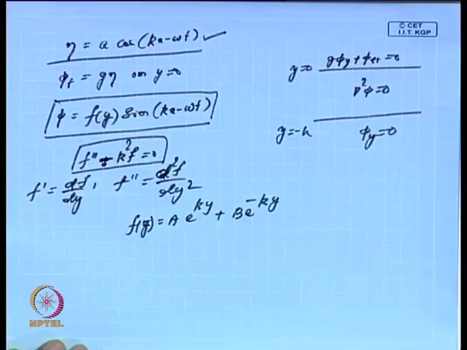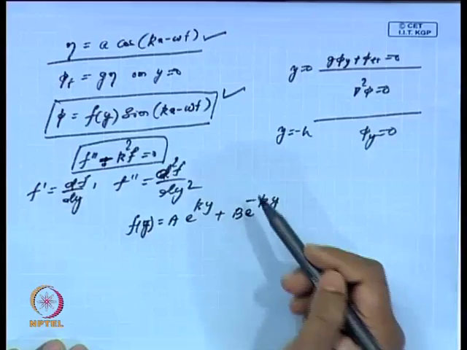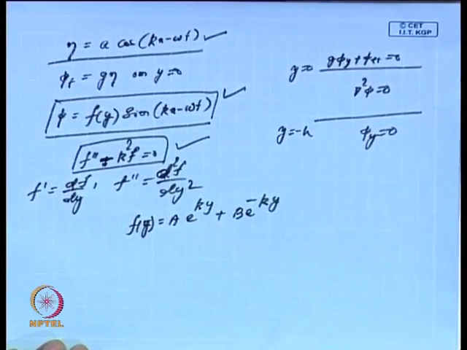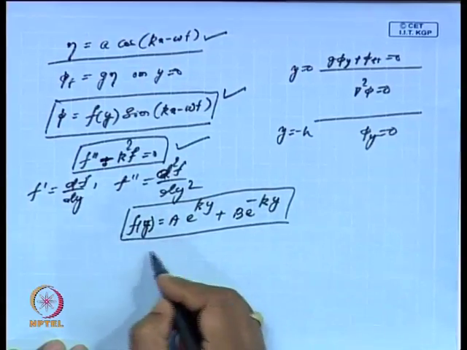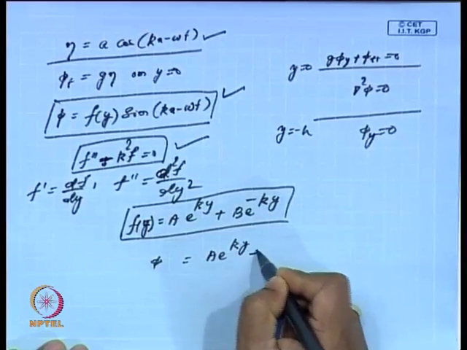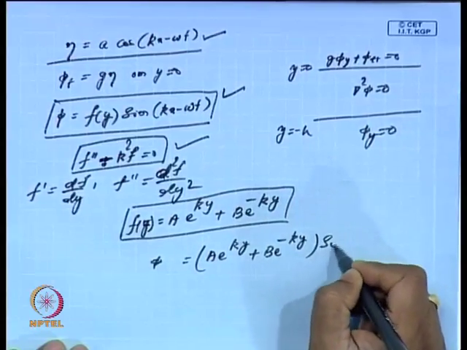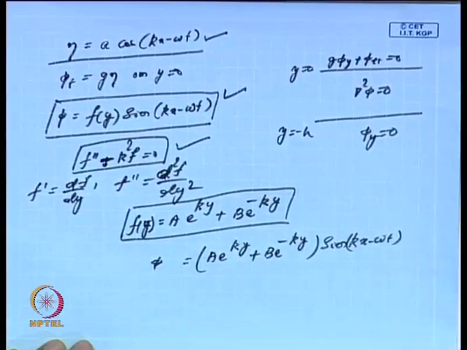If my f(y) is this, then this is my phi, and because it satisfies the Laplace equation, f satisfies f double dash minus k square f is 0, and again the solution of this gives me this. So, the general form of my phi will be a e to the power k y plus b e to the minus k y, into sin(kx minus omega t). Okay. Now, I have two constants, a and b, which are unknowns.